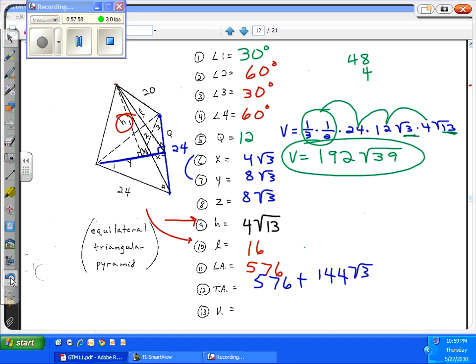Any questions on the equilateral triangular pyramid? There's a lot of mathematics involved in these problems, and it's easy to mess up. I apologize when I make little mistakes. Don't be surprised if you make them. Just back up and fix them. That's all you can do. Okay?